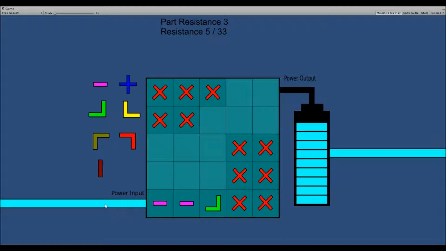So it comes in here, it goes to the right into this piece, then this piece sends it over here to this piece. Now this is a corner piece, so what this is going to do is send it up. And then what we're going to do is click over here, we'll click in there. That part has a resistance of 7, so now we're adding 7 to our total resistance. So our total resistance is now 7 out of 33.